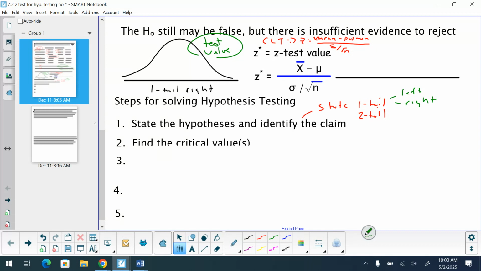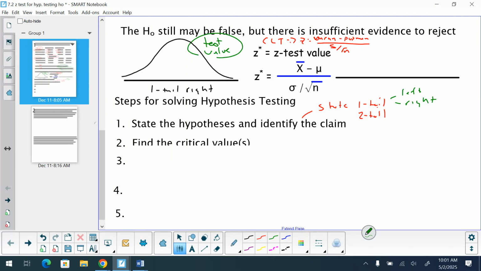You don't really have to identify the claim. I'm not going to be too huge on the claim here. But write the null and alternate hypothesis. State, is it a one tail or two tails? If it's a one tail, is it left or right?